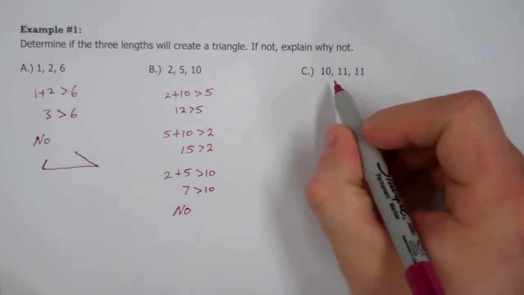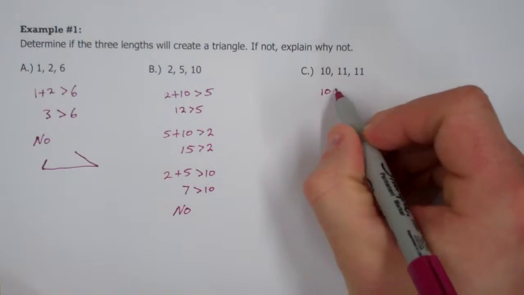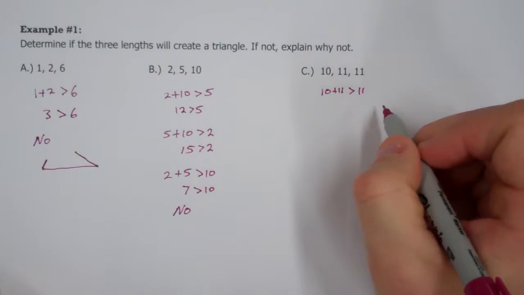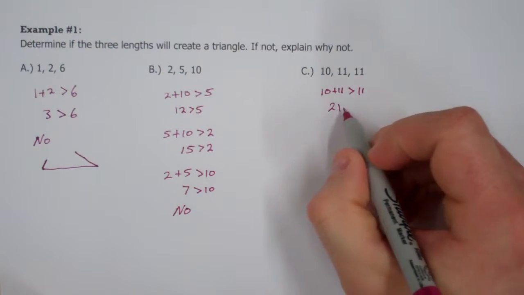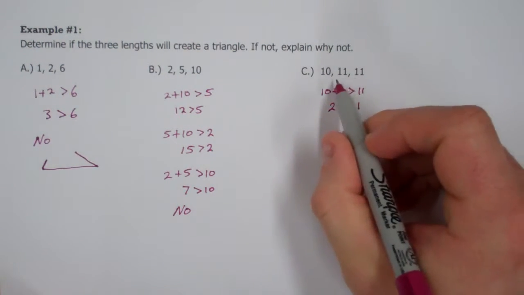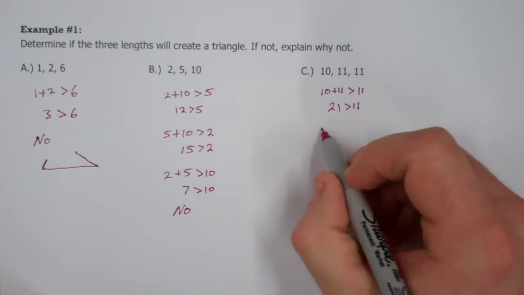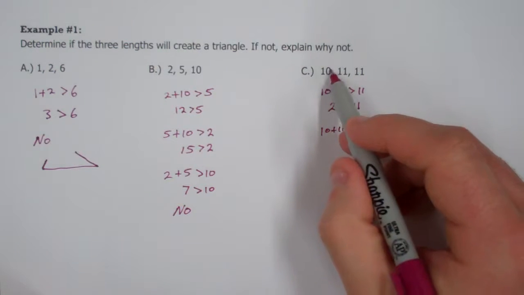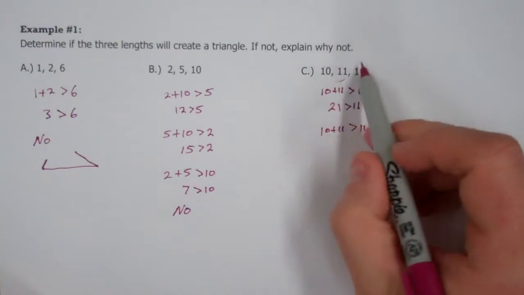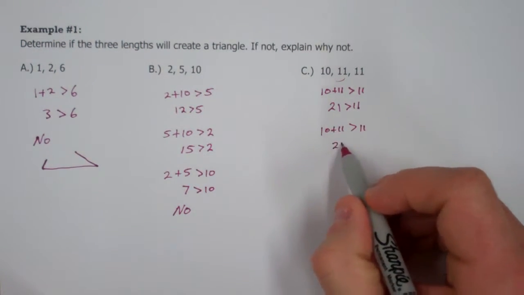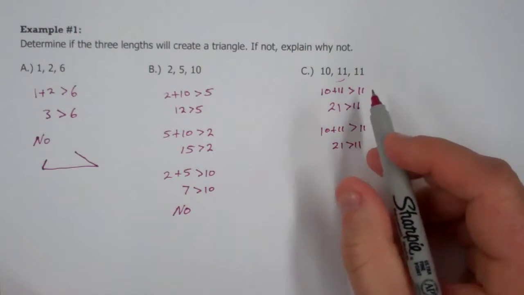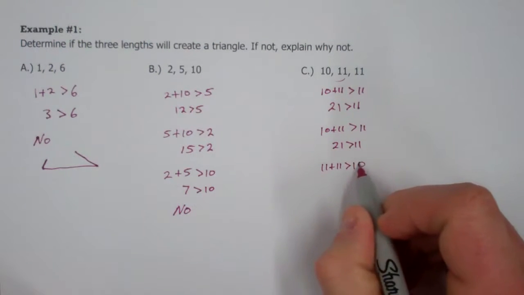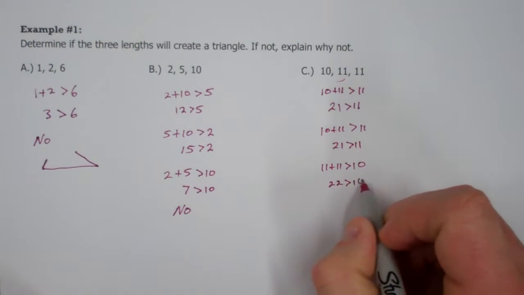For this one here on the right, C, we can do 10 plus 11. We'll do the first two together, and make sure that's greater than the third side. That's 21. So that's good. And then we could do 10 plus 11. Well, that's going to be the same thing, isn't it? And then 11's the other side. So we did these two first. We're going to do these two here. And that's 21 is greater than 11. So that's good. And let's do 11 and 11. That's the pair that we didn't do. So that's 22 is greater than 10.